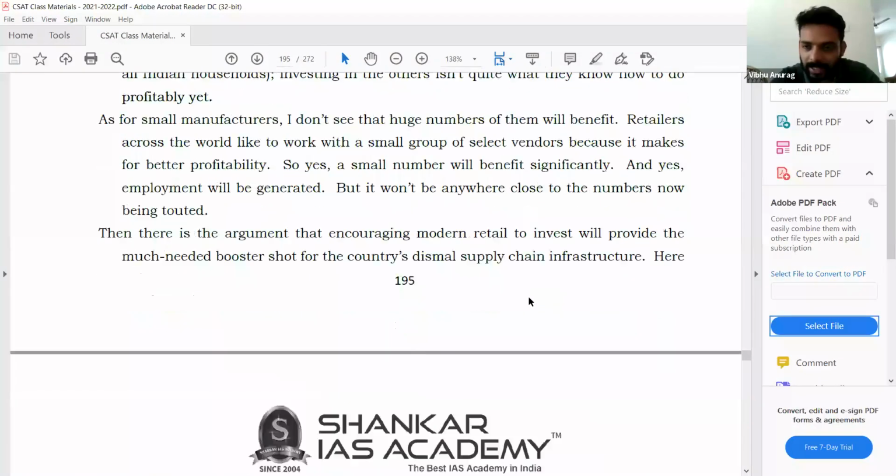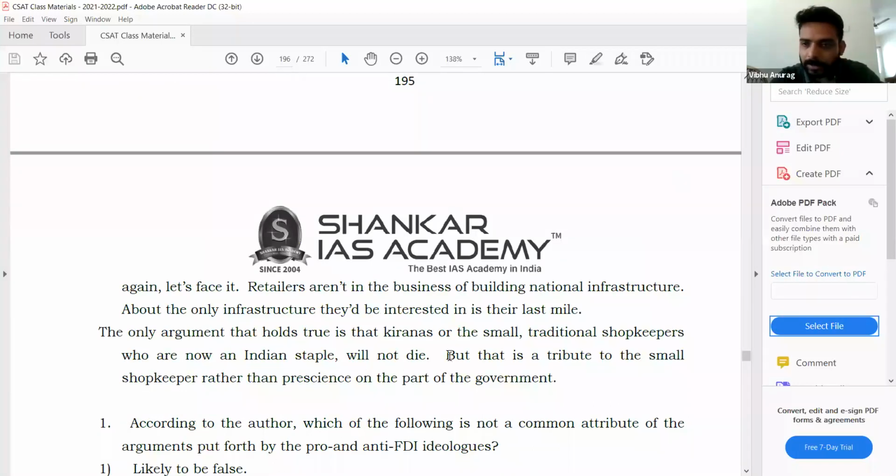Someone has asked about the last sentence. Yeah, so that is the tribute to the small shopkeeper, which means that the kiranas or the traditional shopkeepers will survive. The credit goes to the shopkeeper rather than prescience on the part of the government. It's not because of any preventive measures taken by the government. So he says that even for the fact that the small shopkeepers will survive, the credit does not go to the government. The credit goes to the small shopkeepers themselves. That's what it means. I hope it's clear.